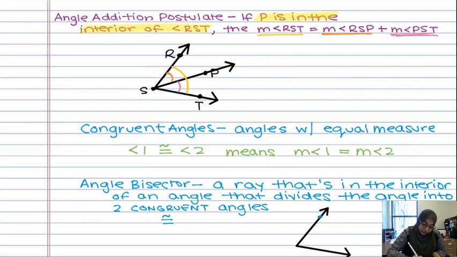let's again call it RST. And again, let's do point P on the interior with a ray. If, say, ray SP is an angle bisector, then this angle here is congruent to this angle here, okay? So ray SP would be called my angle bisector, which makes angle RSP and angle PST congruent. Like I said, we'll do examples in class. Or if you're learning asynchronously, you can use the extra resources posted in the assignment.